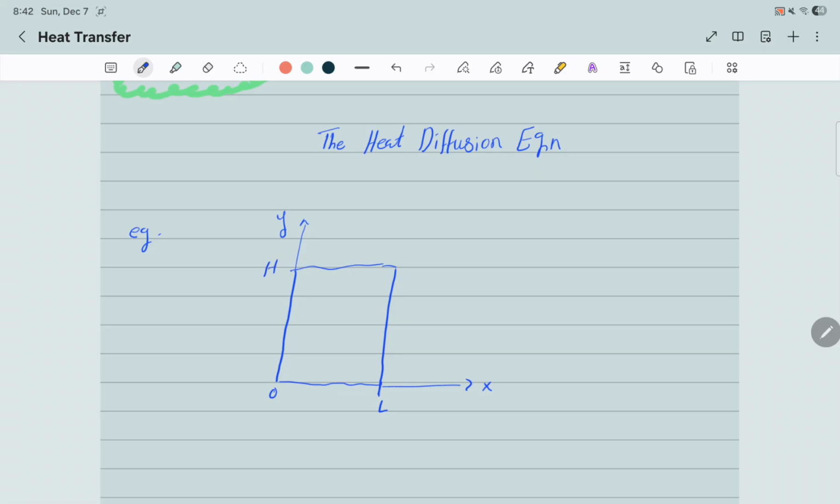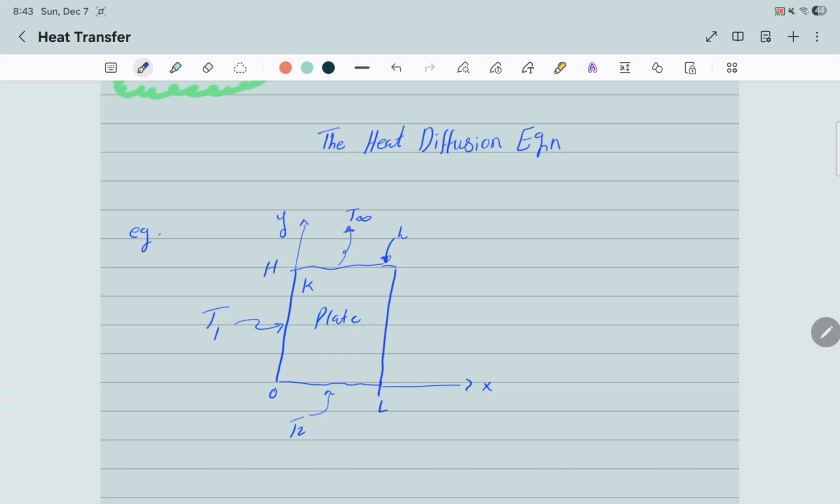The temperature at the surface of the y-axis, we'll call it T1, and the temperature at the surface of the x-axis, we'll call it T2. This is your metal plate with a constant thermal conductivity. Let's also assume that we have convection at the top. T infinity is the temperature of the surroundings, and h is the convection coefficient.